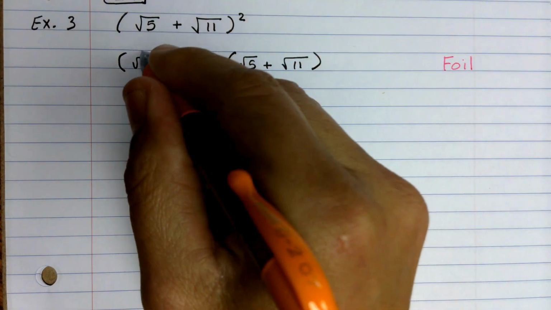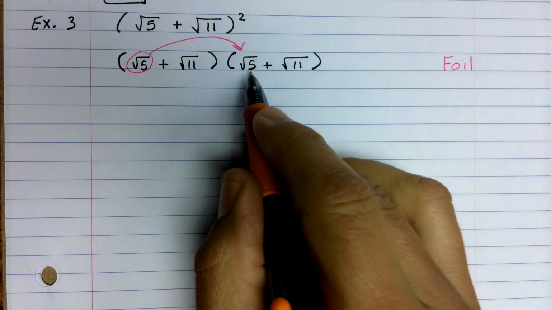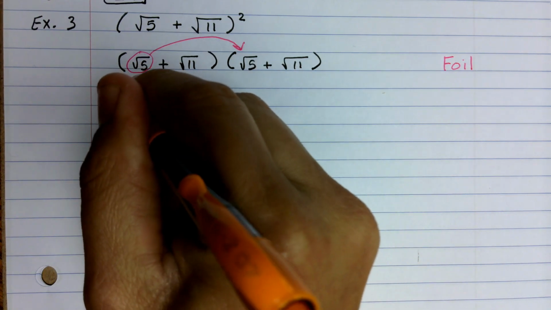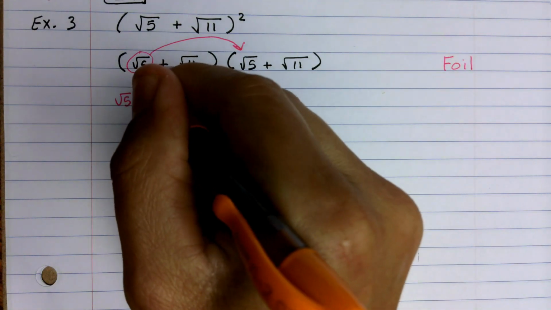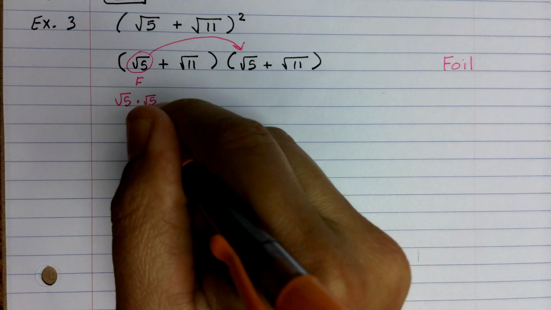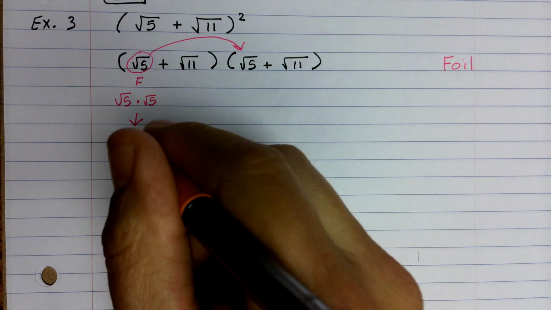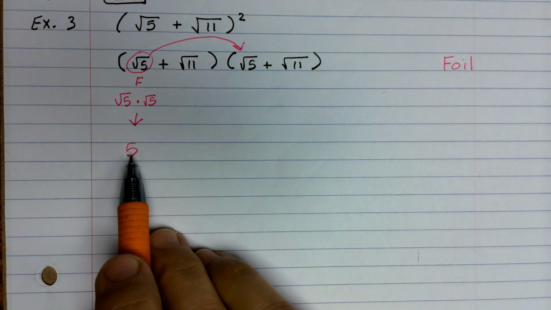So we're going to take our first term, in this case happens to be square root of 5, and I'm going to multiply it to this square root of 5. So I'm going to write out the process so you can see everything that I'm doing. So for the F in FOIL, first times the first. And if I multiply square root of 5 times square root of 5, it just simply is going to give me 5. So that just turned into a whole number.